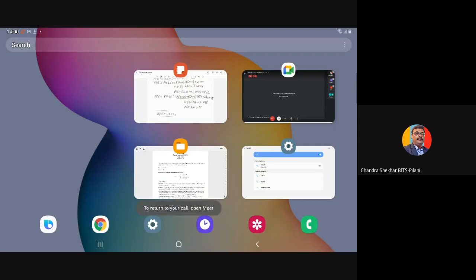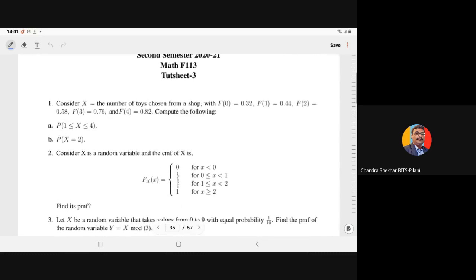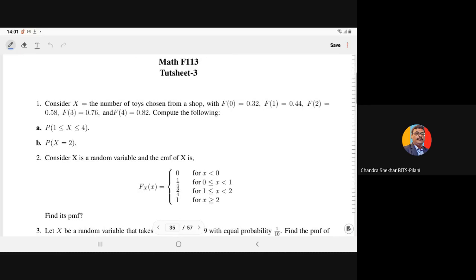So hopefully you have already covered the first two tutorial sheets. Last time we were doing tutorial sheet 3. Tutorial sheet 3 is dedicated to discrete random variables. I think all of you have covered discrete random variables in lecture, so let us do tutorial sheet 3. Audio video is okay.